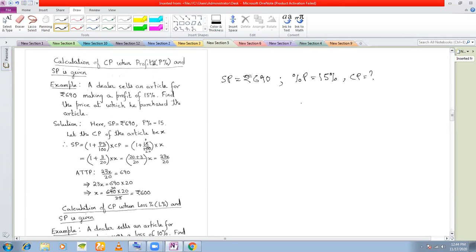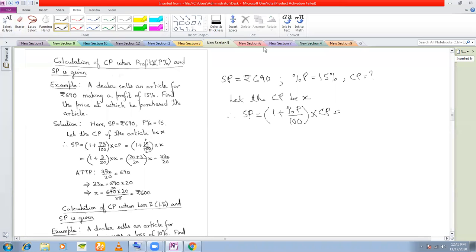In such a problem, when selling price is given, profit or loss percentage is given, and you have to calculate the cost price, you will always assume the cost price to be X. Sometimes it is assumed to be 100 also, depending on the problem. So let the cost price be X. So what should be the selling price if the cost price is X? 1 plus you increase X by the percentage profit. This should be your, in fact, let's write the formula first, into CP.